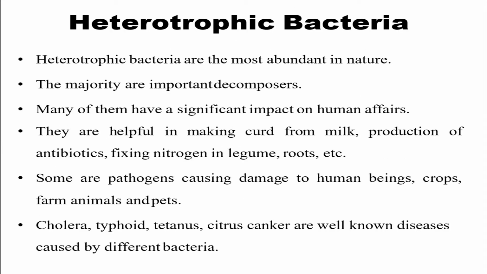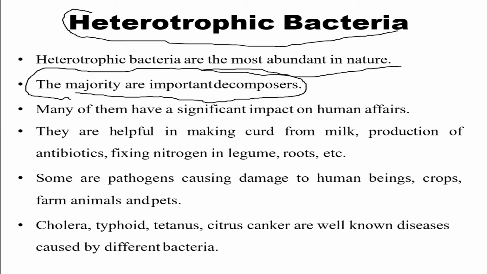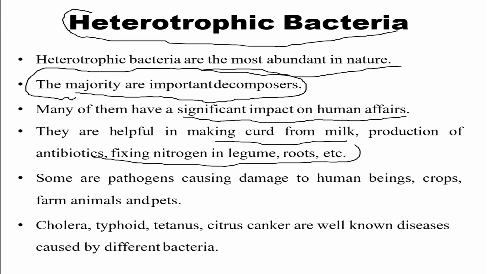Moving on, talking about heterotrophic bacteria. Heterotrophic bacteria are the most abundant in nature, found everywhere. The majority are important decomposers, so they help in decomposing the soil better. They also help in the formation of humus by degrading soil matter, and many of them have a significant impact on human affairs. They are helpful in making curd from milk, production of antibiotics, and fixing nitrogen in legume roots. So these are some of the functions of heterotrophic bacteria.